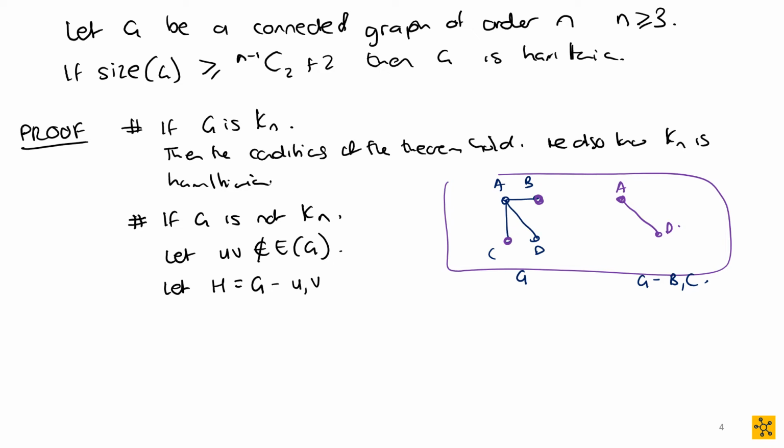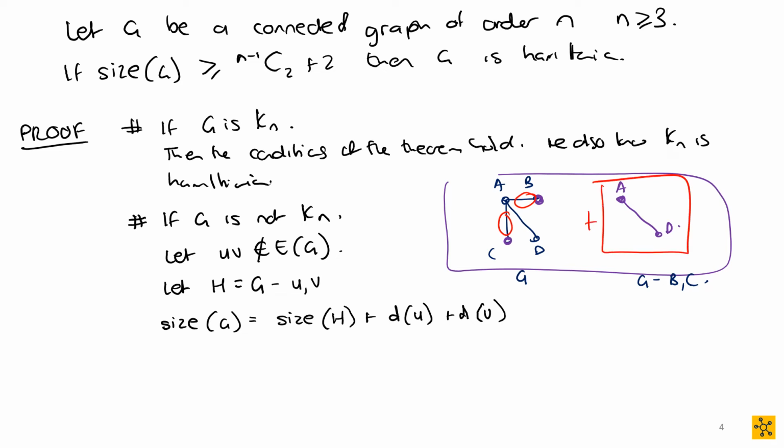So we subtract that. And then we say, okay, what we have here is that the size of our original graph is equal to the size of our smaller graph plus the degree of the vertex that was removed plus the degree of the other vertex that was removed. And again, that kind of makes sense because when we removed them, we removed the degrees of those vertices. So we have the size of this graph plus the degree of the vertex here and the degree of the vertex there.